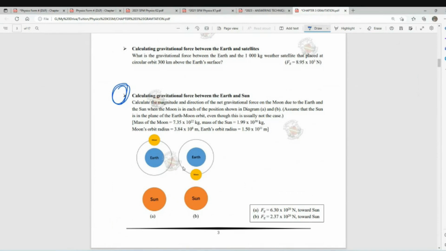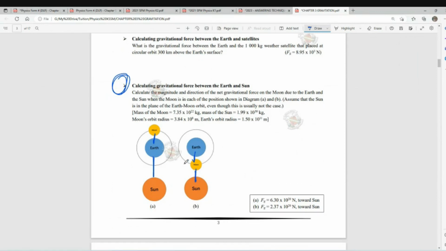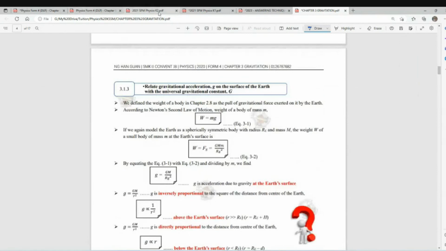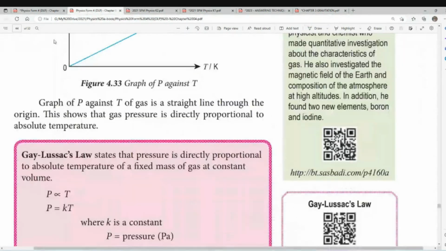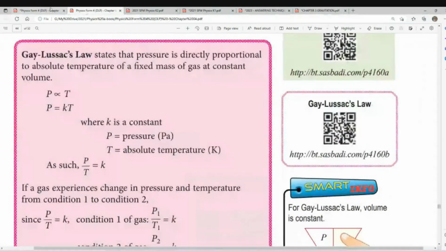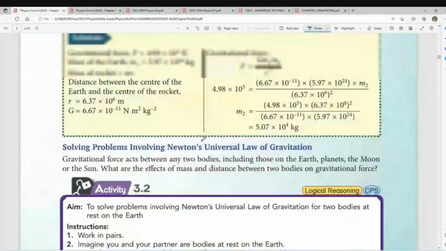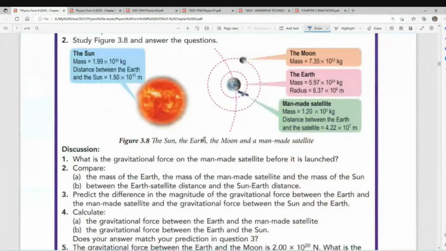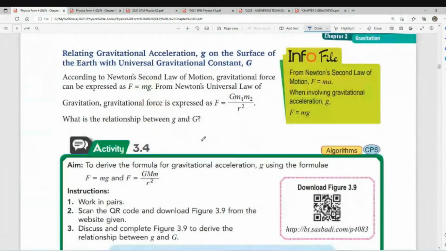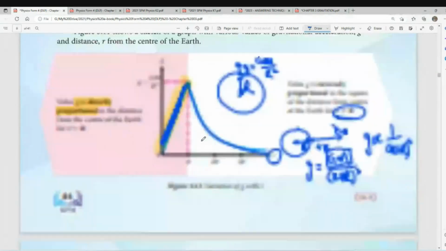Because here there's a force between here and here. So it's the one that you can try to do, similar to the question that we discussed just now. Okay, so the next one. Here is all the substitution with the formula. And what else? This one I already went through.